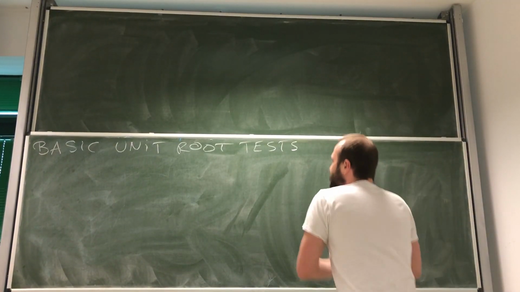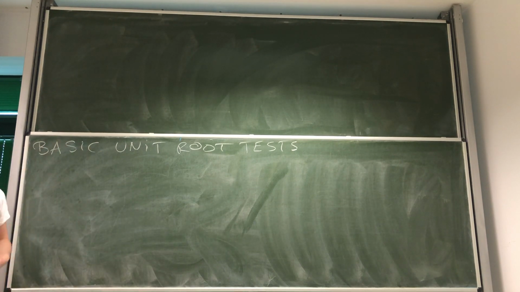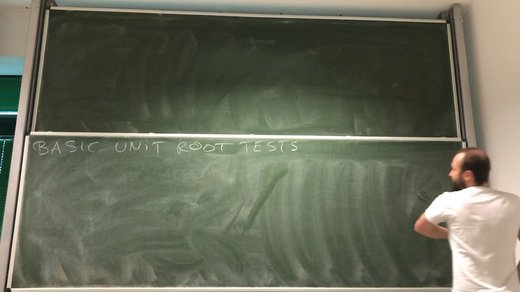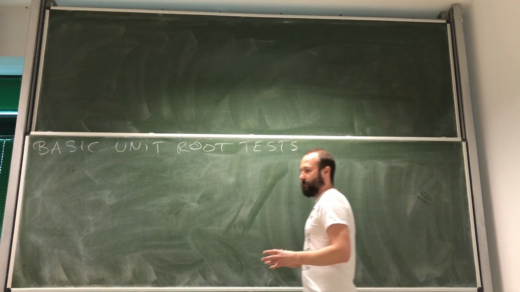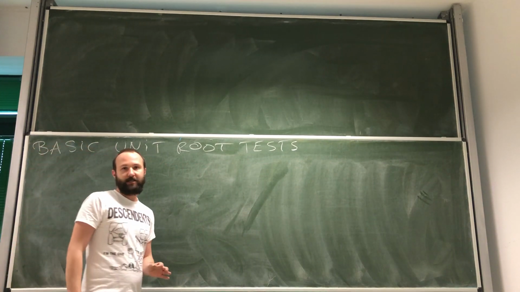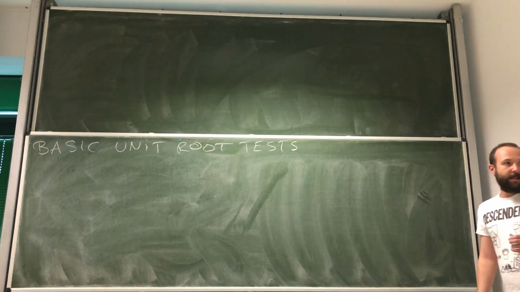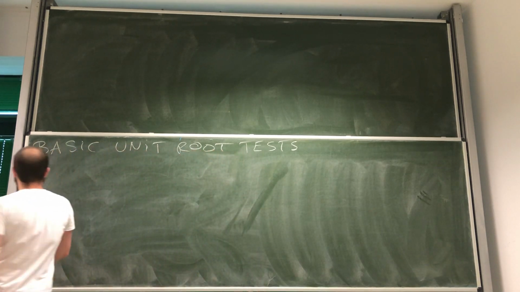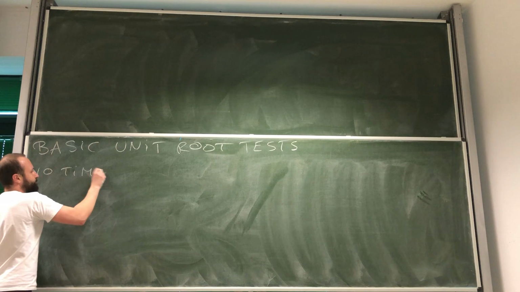Hi. Now that we know how random walk with drift and trend-stationary process work, we are ready to devise some simple tests that will allow us to distinguish between these two. Let's start simply with the test with no time trend.